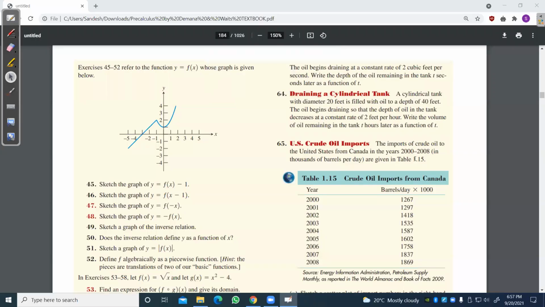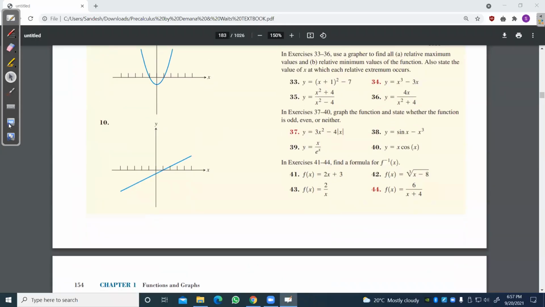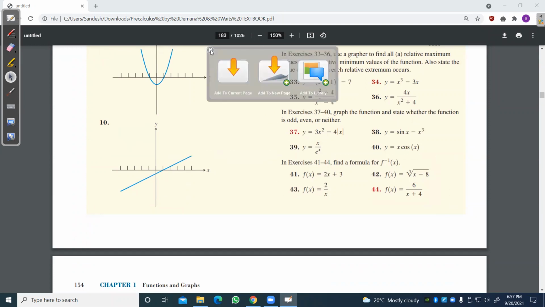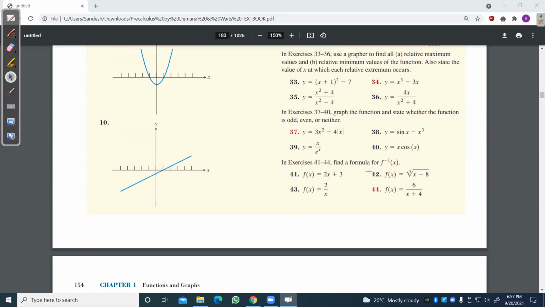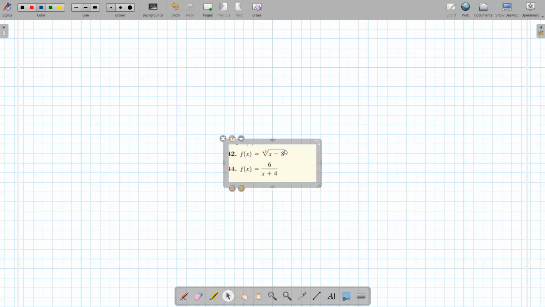I get that. Are we done with the review? You think so? No, let's do a few more. Don't worry, we have some time. We're going to find the inverse for these functions.